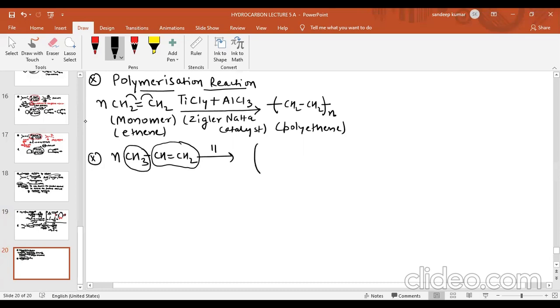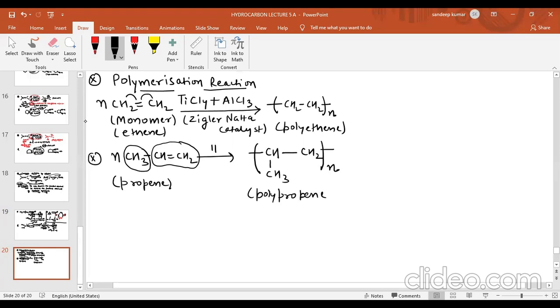So reaction will take place in such a way that on the double bond, this is CH, now double bond will convert into single bond, this is CH2. Now again forward unit, and on this carbon CH3 group, take this in branch, either below or above. Now put n. So if this is propene, then this is polypropene. This is also polymerization reaction.